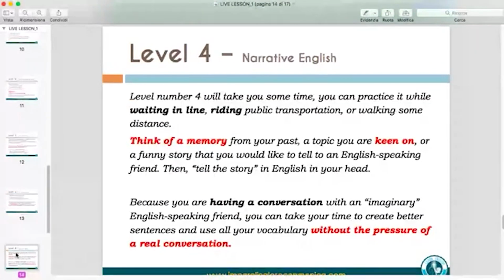Now, let's finish with level number 4. Level number 4 is the level regarding narrative English. This level will take you some time. Of course, it will require more time than the previous levels, because you can practice it while you are waiting in line, maybe at the supermarket, waiting at the checkout, or when you are riding public transportation, maybe on the bus or on the train going to work because you are a commuter.